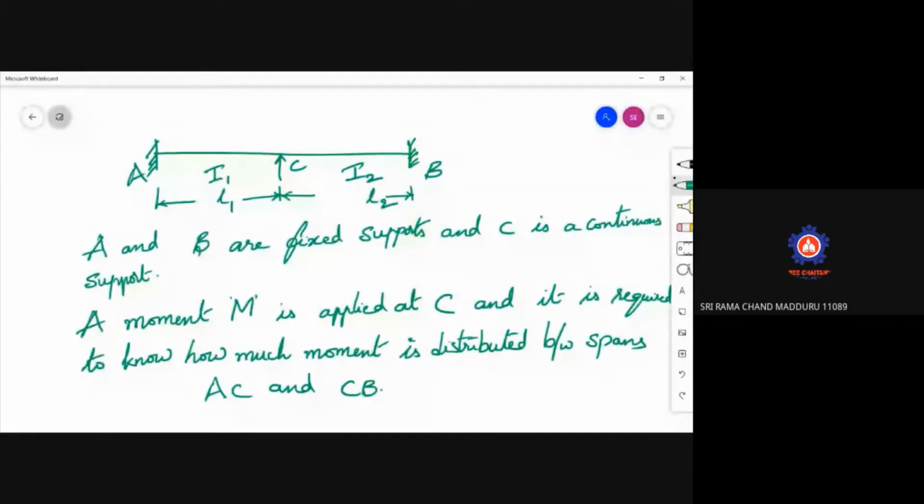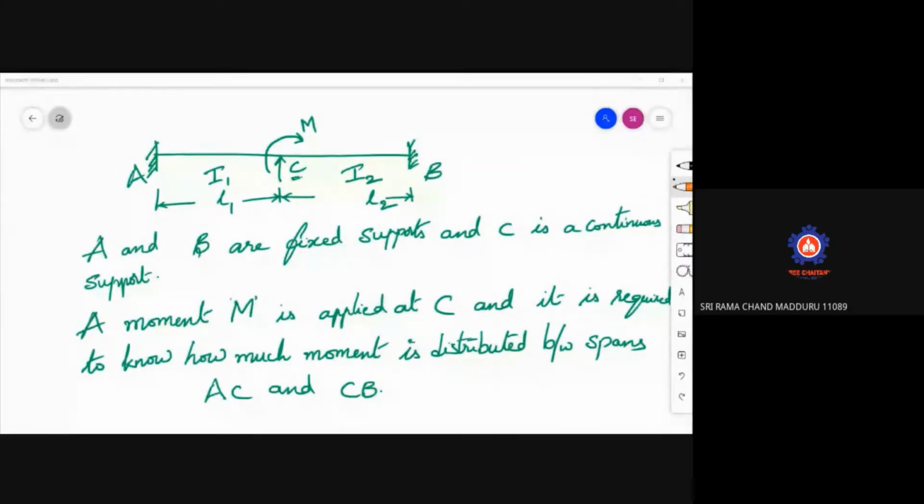A and B are fixed supports, and C is a continuous support. So this is a continuous support, either roller or hinged. A moment M is applied like this. Now with this moment, how the moment is distributed towards AC span as well as CB span, that we need to calculate. So this is the theorem number 2 we are discussing.